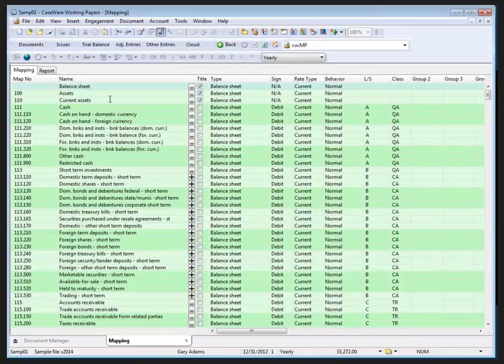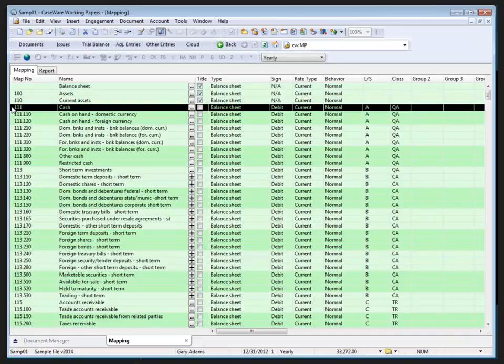By simply matching an account from a client-specific chart of accounts to a corresponding map number, all the properties of that map number are auto-filled for the specific account. In addition to being significantly faster than applying properties to each of the client's accounts, this method ensures consistency and accuracy over all files. For example, in my sample mapping database, map number 111 is cash, and cash will be lead sheet A in all of my files that are using this mapping database.